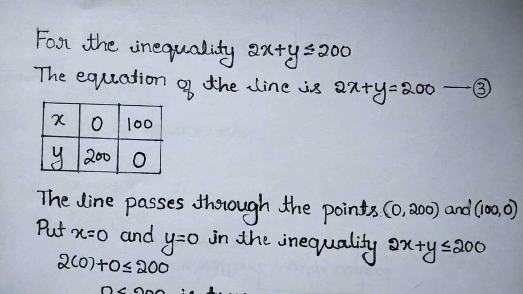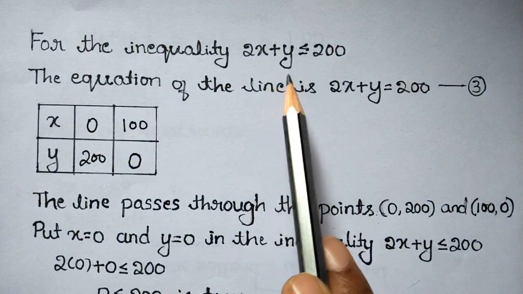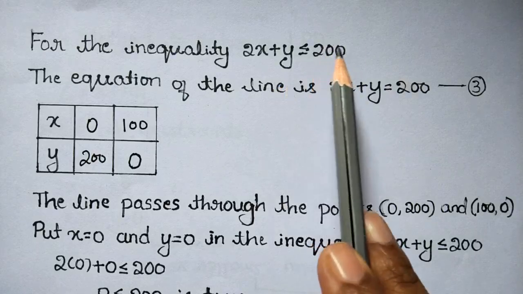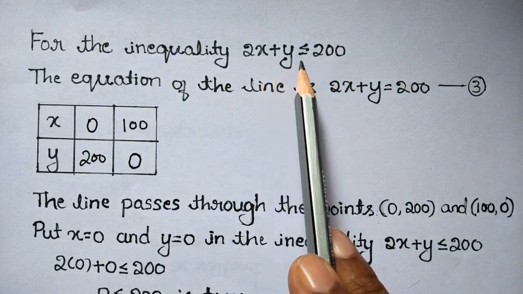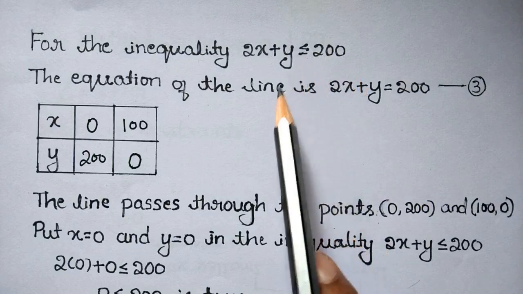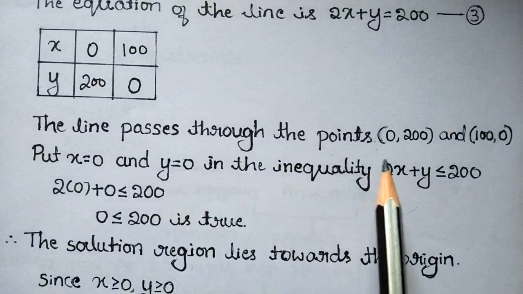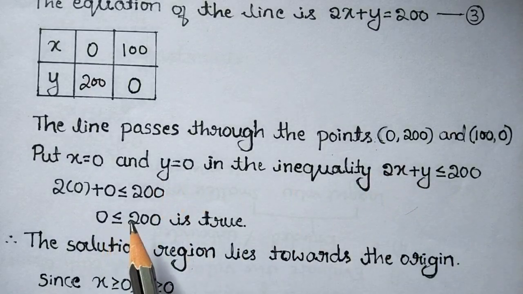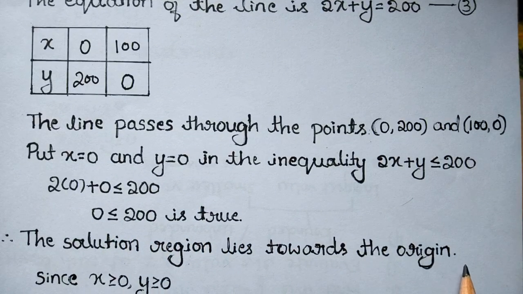Now we have to find the solution region of this inequality. Observe here, the inequality contains less than or equal to sign and the number in the RHS is positive. If I substitute origin, then always 0 less than or equal to 200 is true. It satisfies, then the solution region lies towards the origin. I have substituted x 0 and y 0 in the inequality. Then 0 less than or equal to 200 is true. Therefore, the solution region lies towards the origin. This is about the third inequality.